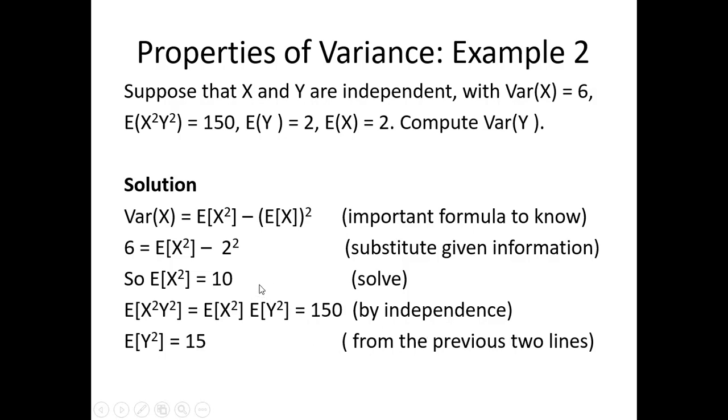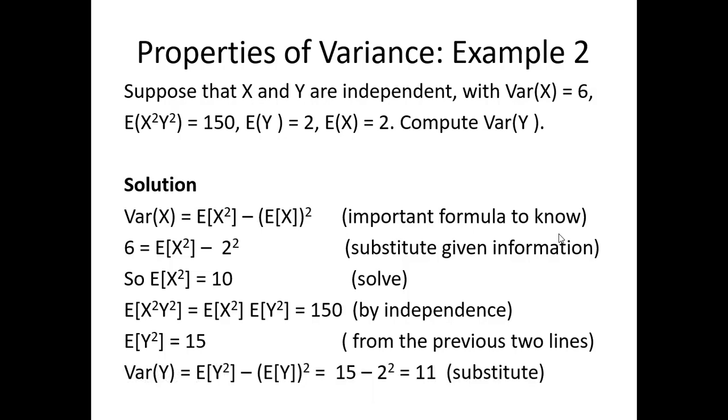You can see this works a lot like a proof. This is almost like a proof, even though this is the unknown. I'm putting this together the same way you would a proof. So finally, remember, we want the variance of y. We know E of y squared, and we know E of y is 2. So we could put those 2 facts together: 15 minus 2 squared, so 15 minus 4 is 11, and we have the variance of y.